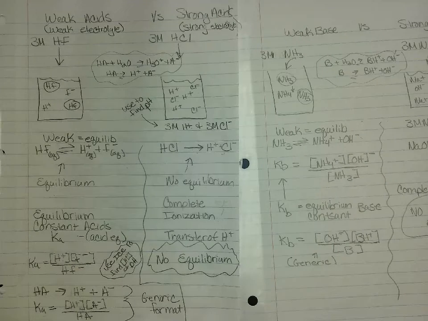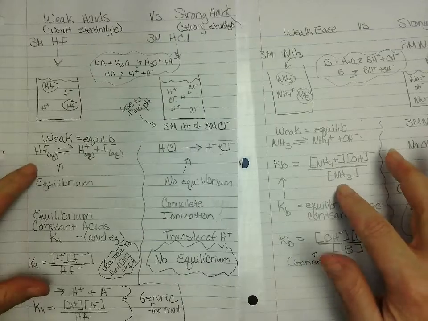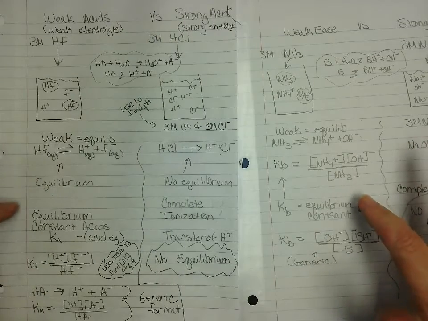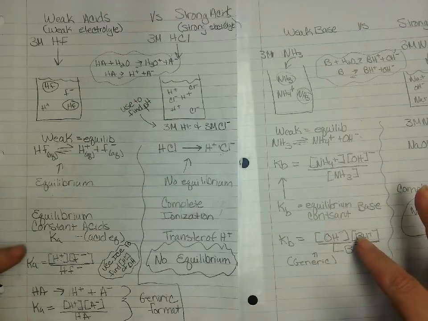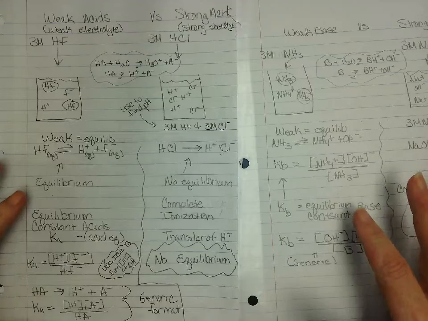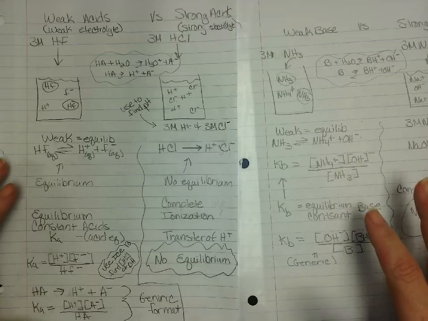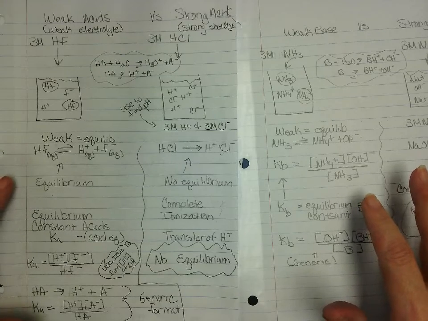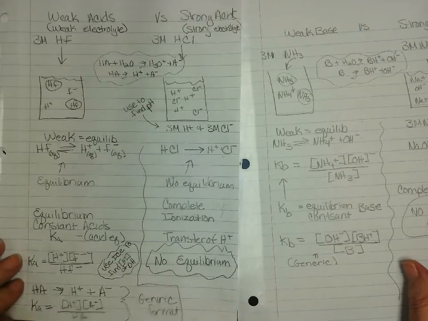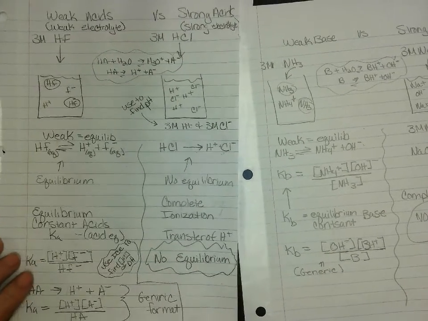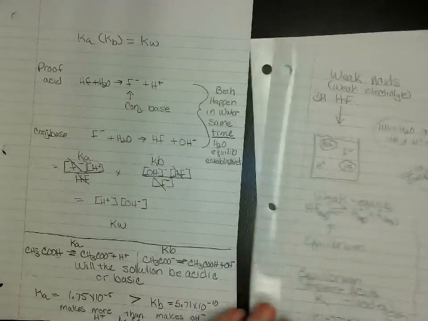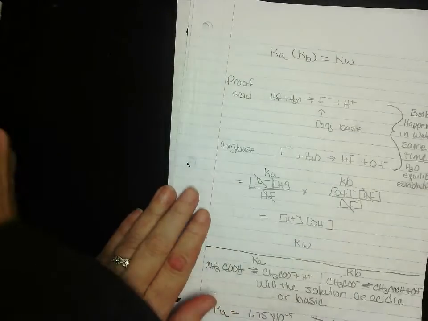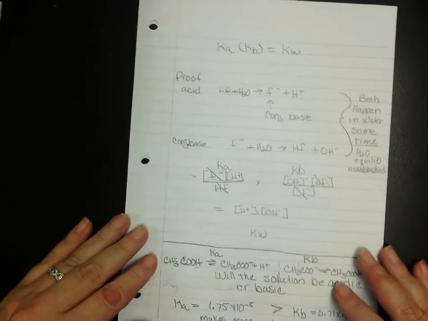We've looked at weak acids and weak bases, and we know that we can write an equilibrium expression for these two types of equations because they do not dissociate or ionize completely, so they're in equilibrium with the water. So let's look at how they relate to each other. So Ka times Kb equals Kw.